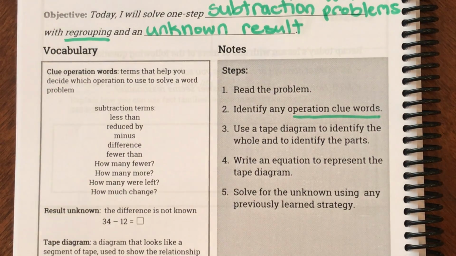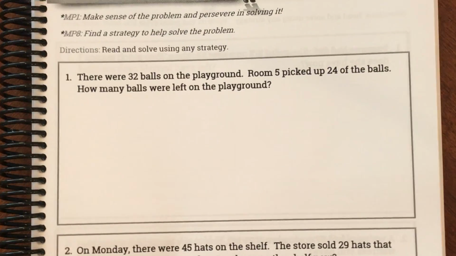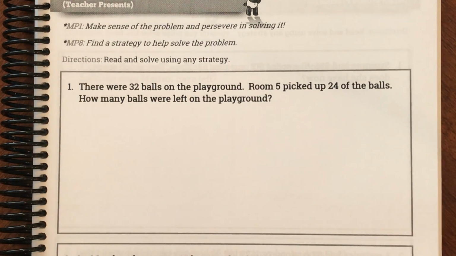So I'm going to grab my red pen, and if you want to just watch. Here is my first problem. My first problem says, there were 32 balls on the playground. Room 5 picked up 24 of the balls. How many balls were left on the playground?